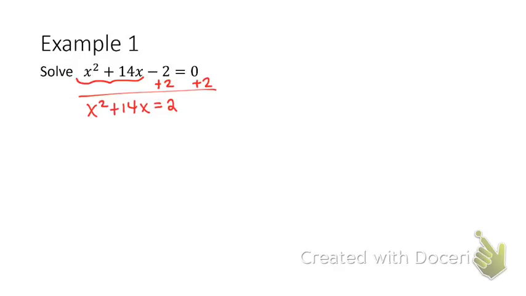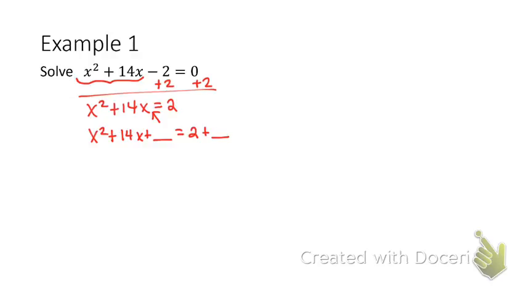Now remember we said we want to add something in right here that will make the left side of my equation a perfect square so that I can factor it. So I'm going to rewrite this and leave a blank for what I'm going to put there. So it's just, oops, forgot my x, x squared plus 14x plus a blank equals 2. But remember, what you add to one side, you have to add to the other. So add that blank on the right side as well.